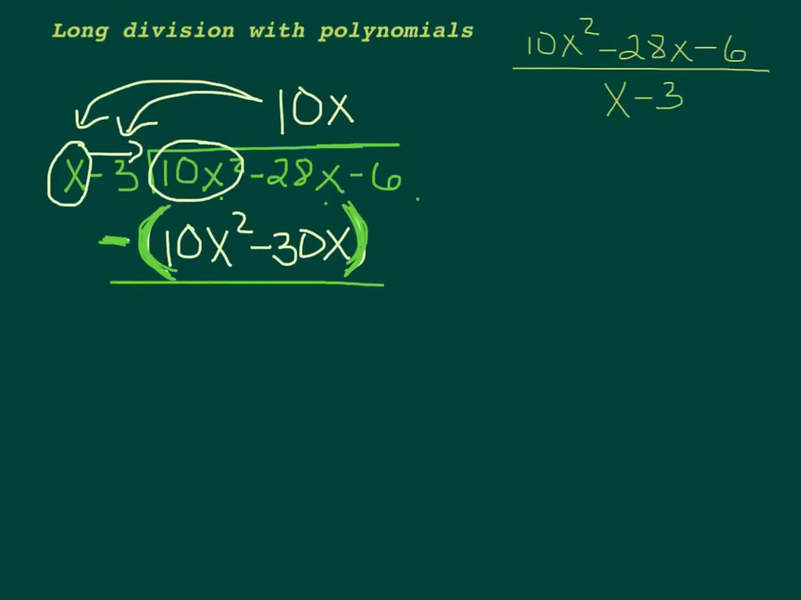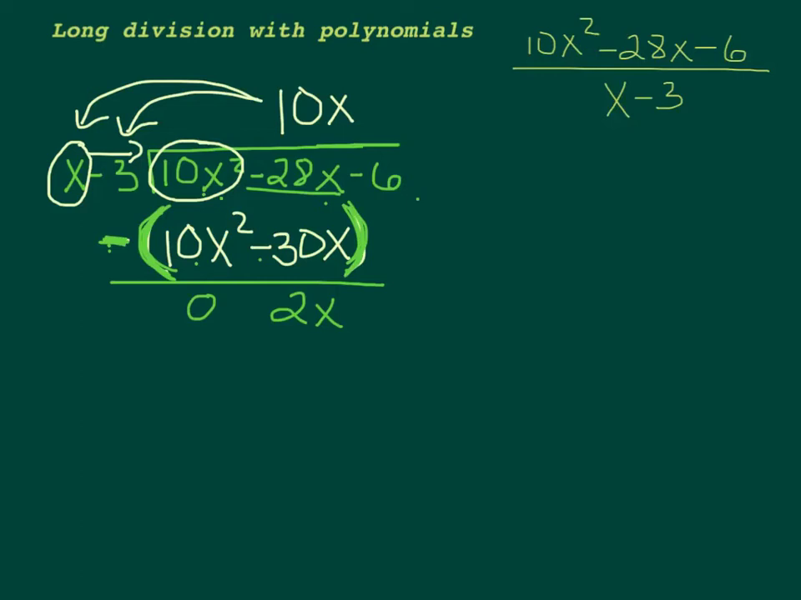So we're going to subtract. 10x squared minus 10x squared is nothing. And negative 28x minus negative 30x would become plus 30x. So negative 28x plus 30x is 2x.